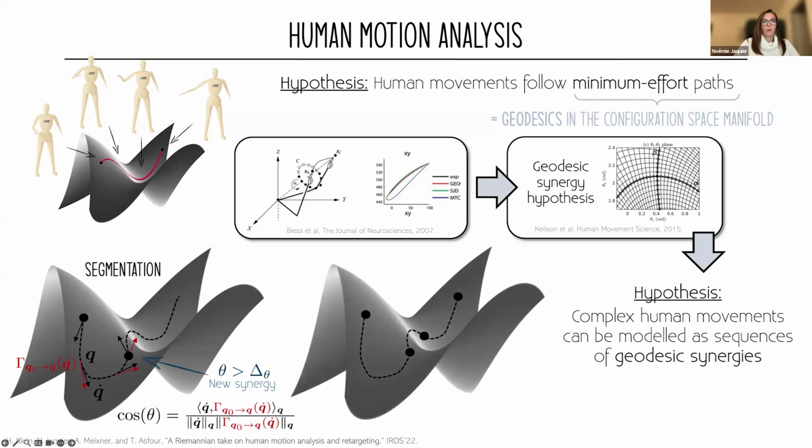Once we have all these segments, what we want to do still is to verify that each of the segments indeed corresponds to a geodesic. So we basically reconstructed the motion by starting at the initial point and building the geodesic from the initial point to the final point of each segment.